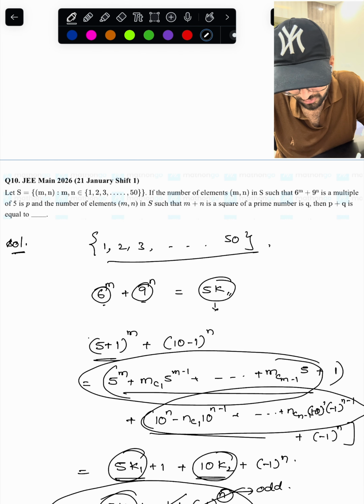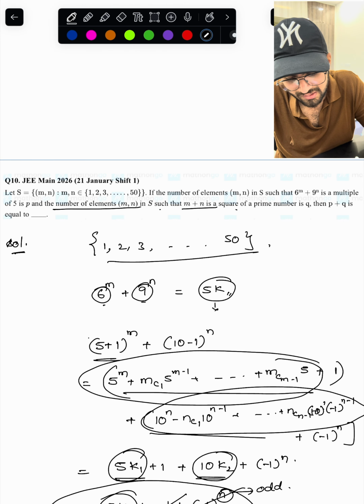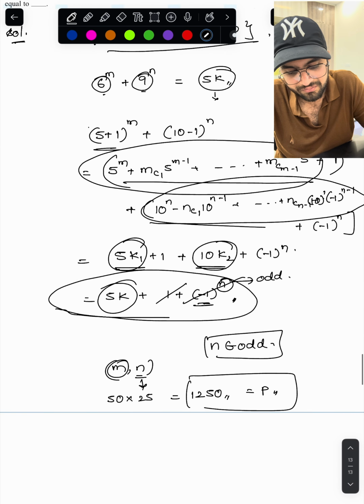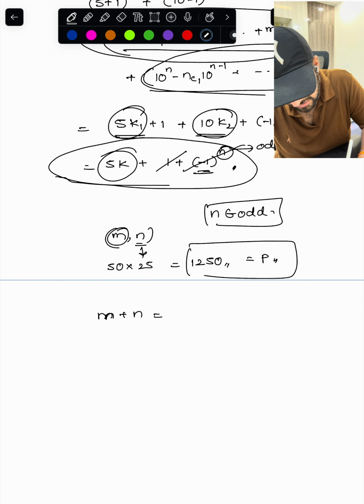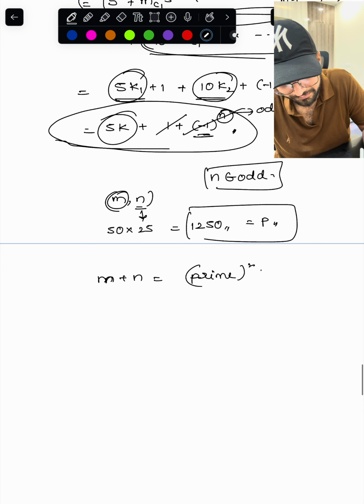Now they are asking for Q. Q means the number of elements M comma N such that M plus N is a square of a prime number. So M plus N is a square of a prime number.